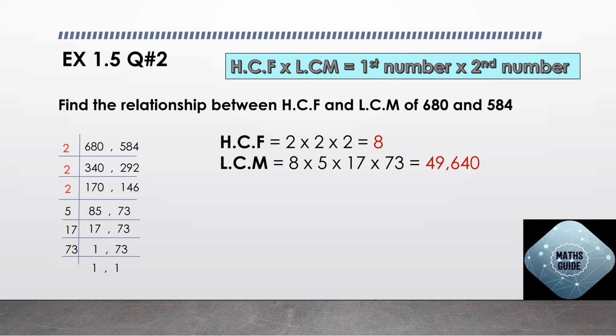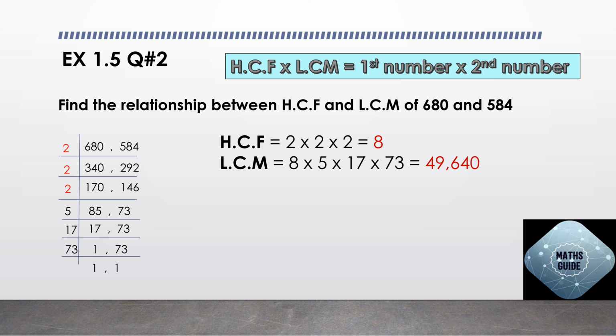49,640. Here I am going to introduce a new method to you to find HCF by division method, just like we find LCM by division method. As you all know that HCF is a product of common factors. Here this 2 and this 2 are the common factors of these numbers. So the product of these numbers is HCF. So our HCF is 8. And if we multiply all these numbers, we get LCM, and LCM is 49,640.